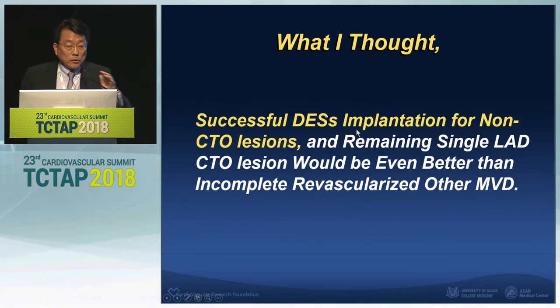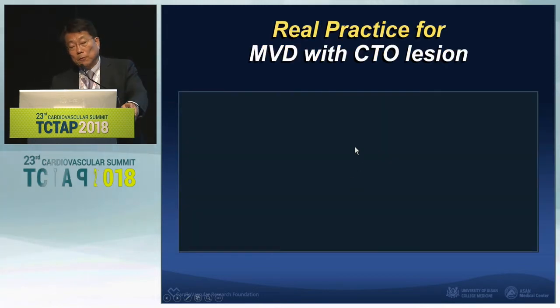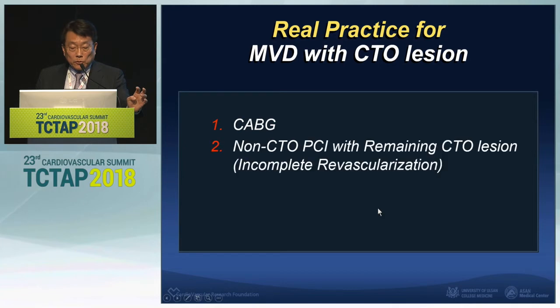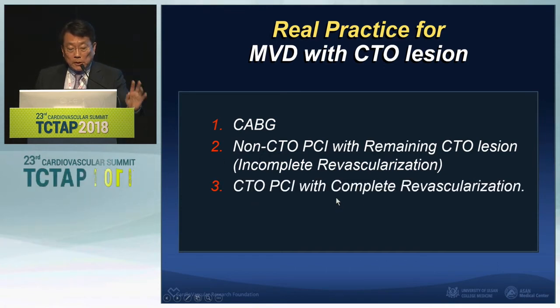So what I saw is that successful DES implantation for non-CTO lesions, with the remaining single LAD CTO lesion itself, would be even better than incomplete revascularization in other multivessel disease subsets. If you look at real practice, there are three options for multivessel disease with a CTO lesion: bypass surgery, non-CTO PCI with the remaining CTO, which is kind of incomplete revascularization, and, a little bit different, CTO PCI with complete revascularization.